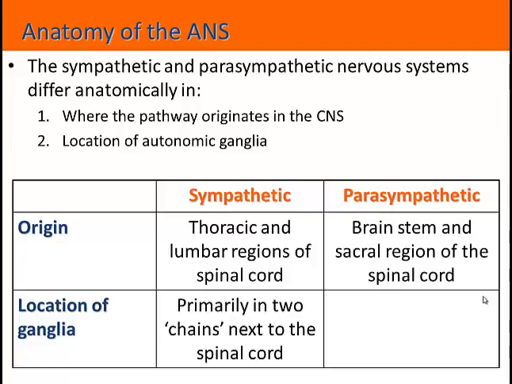The parasympathetic nervous system arises from nuclei in both the brainstem and the sacral region of the spinal cord. Their preganglionic neurons are quite long compared to the sympathetic nervous system. They extend almost all the way to the target, and so the ganglia are located on or very near the targets of the parasympathetic nervous system. And so the postganglionic neurons are rather short. So, similar but different arrangements on both sides of the autonomic nervous system.